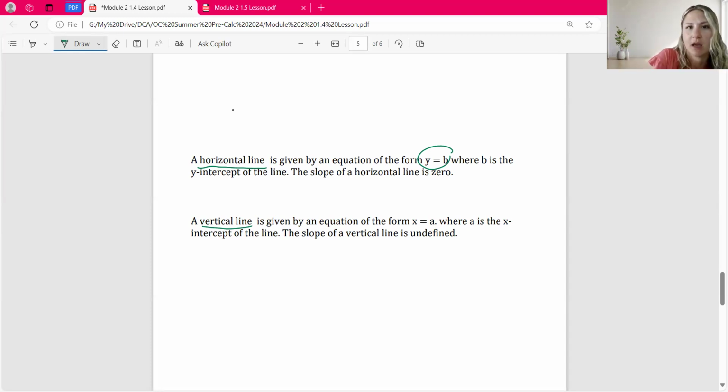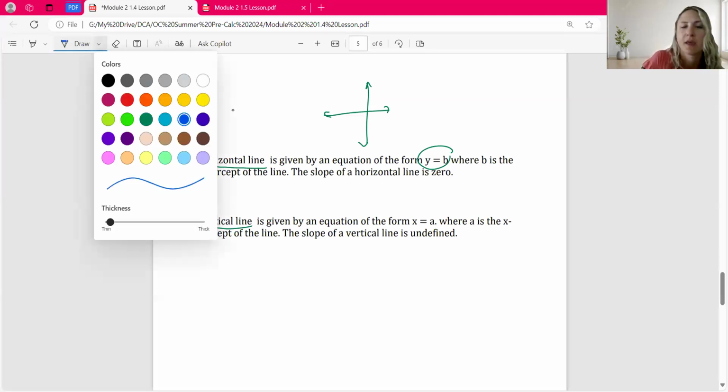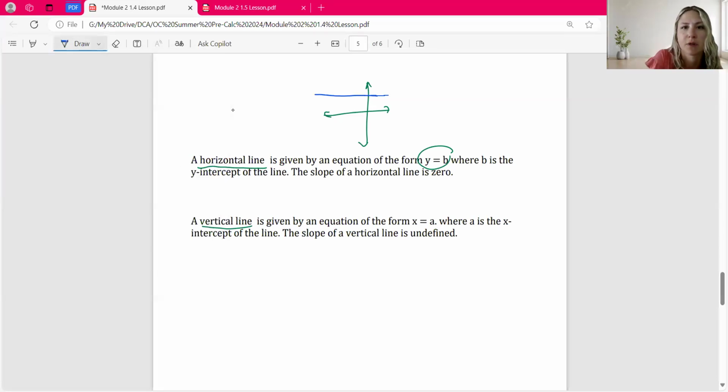So let's say we have, here's your coordinate plane. And if I draw a horizontal line, I could draw a horizontal line right here. Notice it intersects a y value. So that's why it's always going to be y equals your y-intercept. So let's say that's 2 for this horizontal line. You can always think about how the horizontal line has a slope of 0.